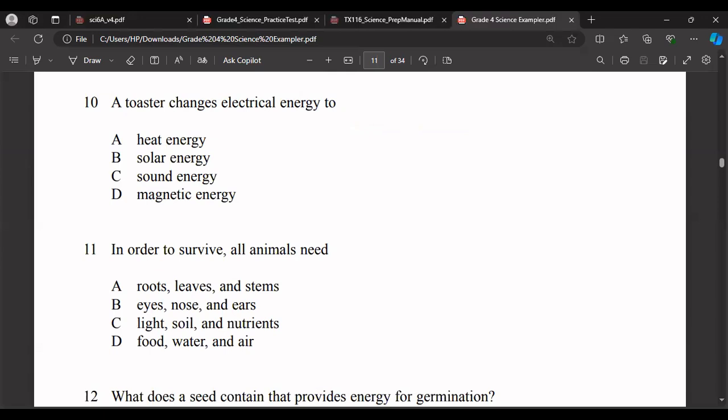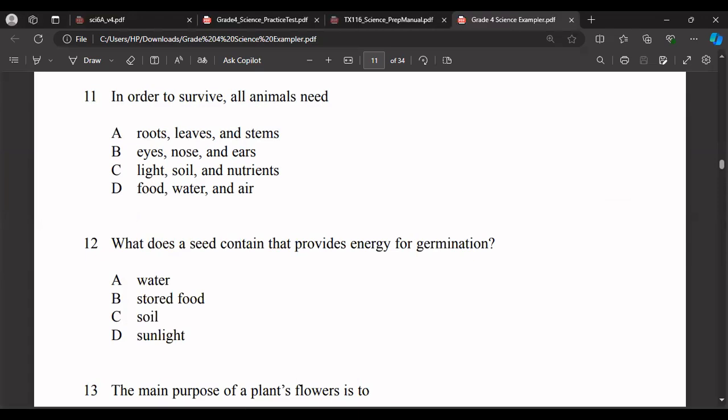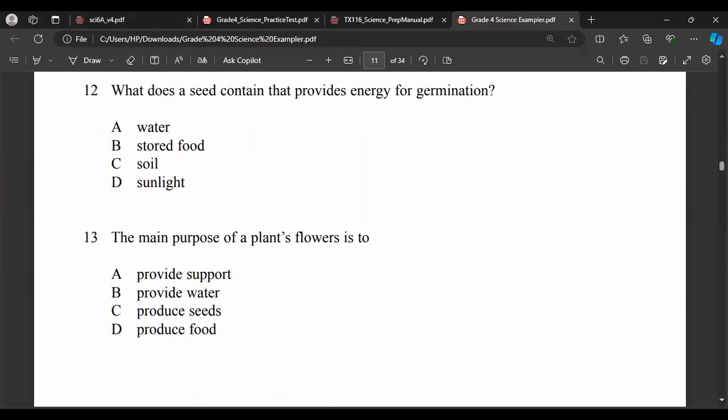Correct. When was the last time you used a toaster? This morning? Number 11. D. Food, water, and air. Correct. Number 12.